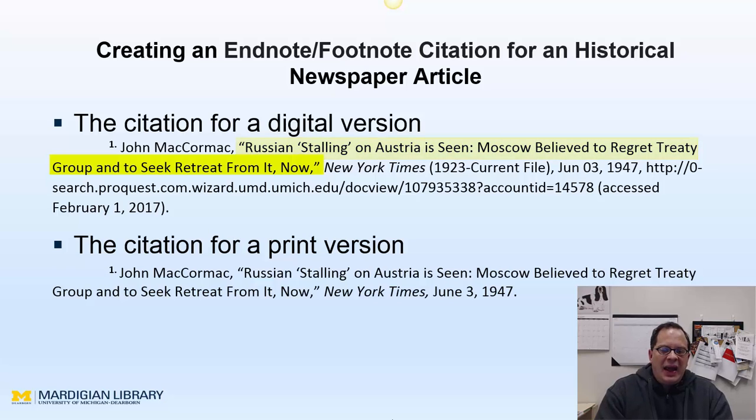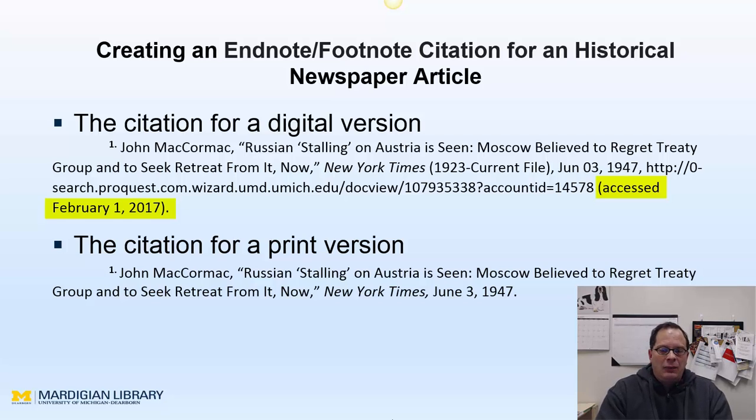and then the end quote, and then we have the publication name, in this case the New York Times, and it is in italics, and then we list the collection that this is coming from with respect to the database, and in this case it is the 1923 to current file of the New York Times historical newspaper, and then that is in parentheses, and then we have a comma, and then the date of the article, in this case June 3, 1947, and then a comma, and then the specific URL for this article that you found by going into the abstract and details section of the record, and then in parentheses you will have the accessed date.